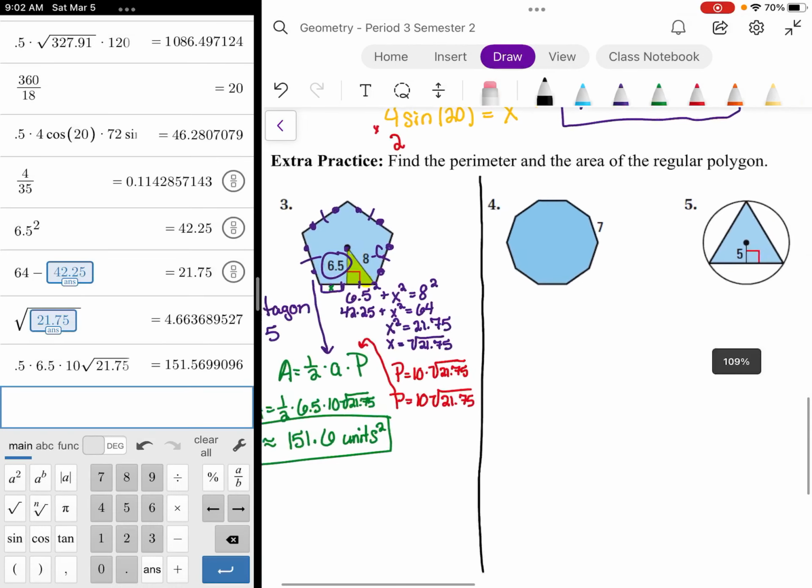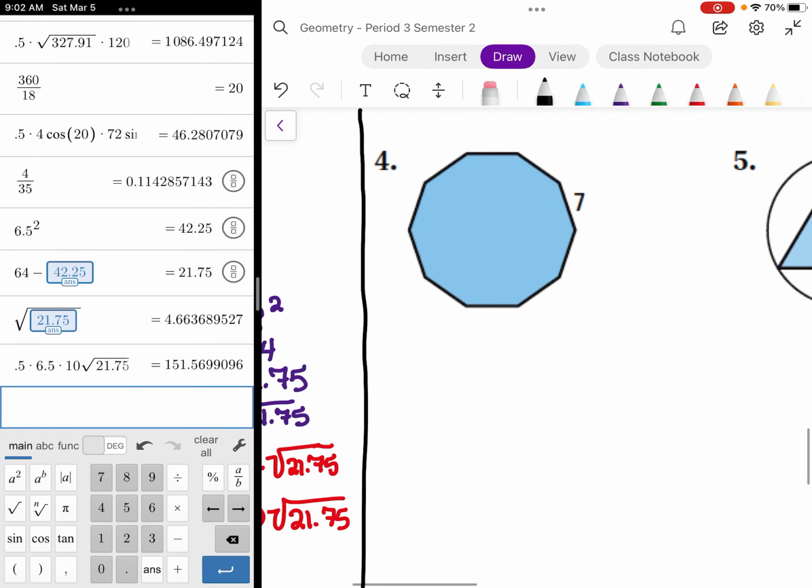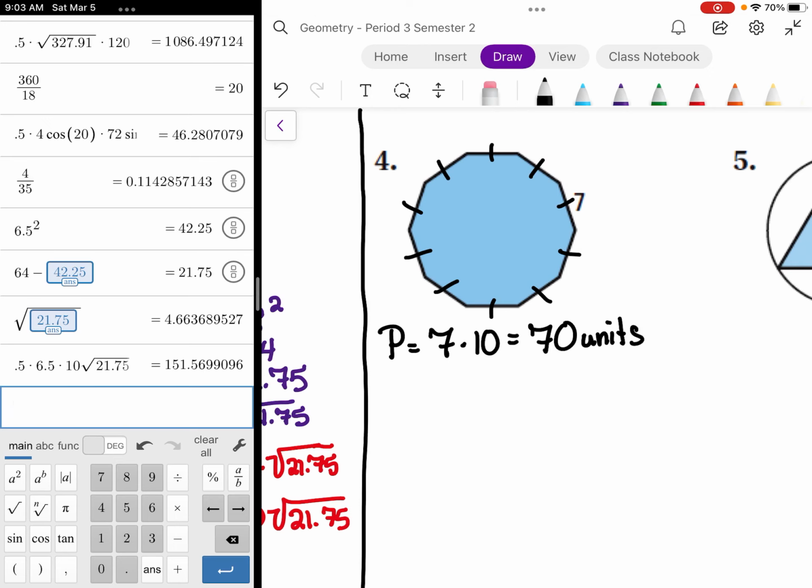This one, they don't really give us much, except that a side length is equal to 7. So first, it might be easiest if we figure out what the perimeter is, which is going to be 7 times the number of sides, which is 1, 2, 3, 4, 5, 6, 7, 8, 9, 10. So we have a dodecagon. And our perimeter is equal to 70 units. Now we need to figure out what the length of our apothem is.